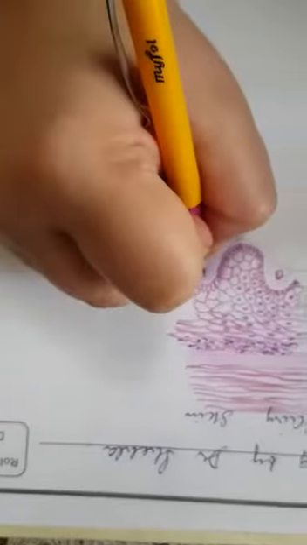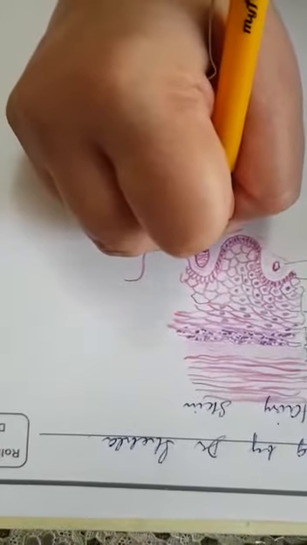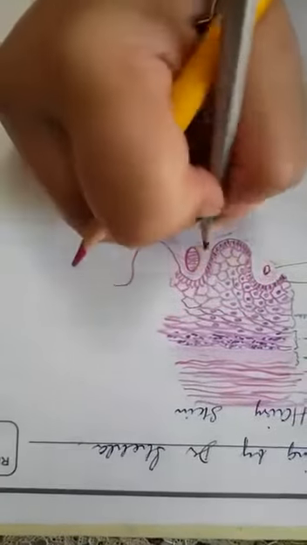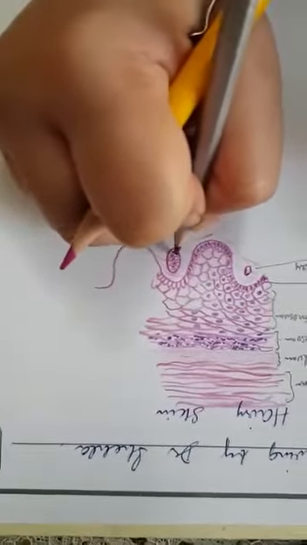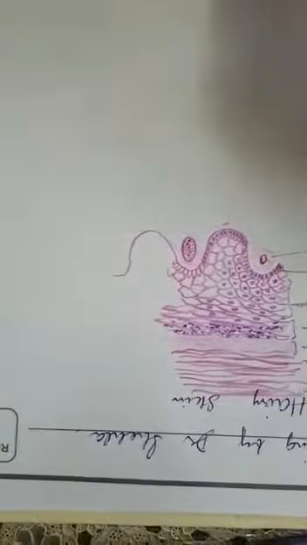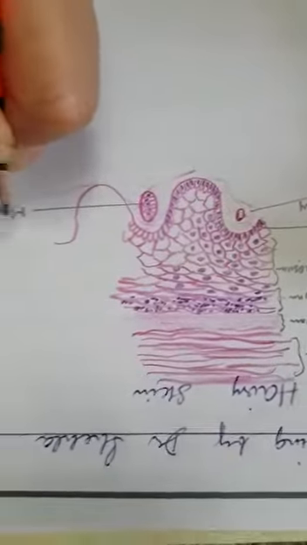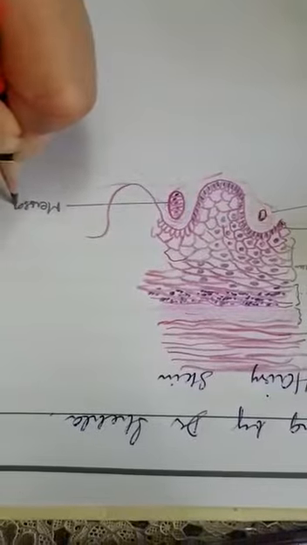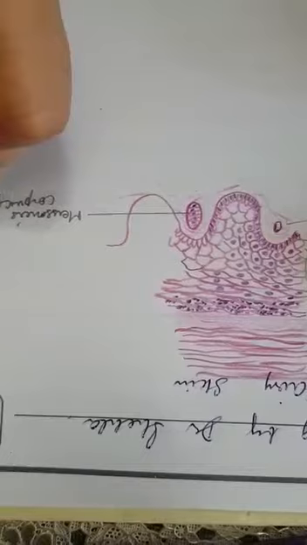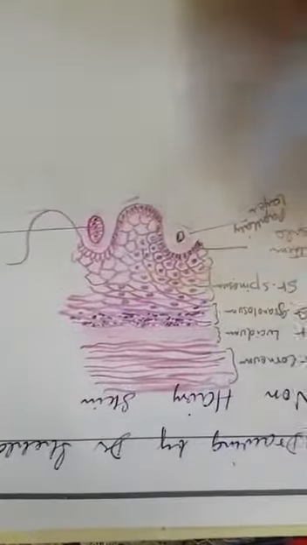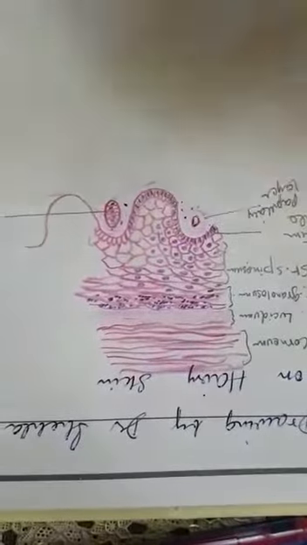So this is how you are going to draw Meissner's corpuscles: oval body and spiral course of the axon here and flat nuclei here. So this is Meissner's corpuscle. You can label it as Meissner's corpuscle. So this is the papillary layer of dermis.